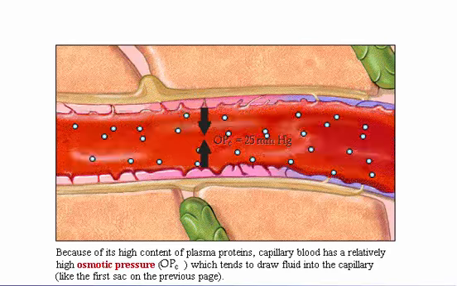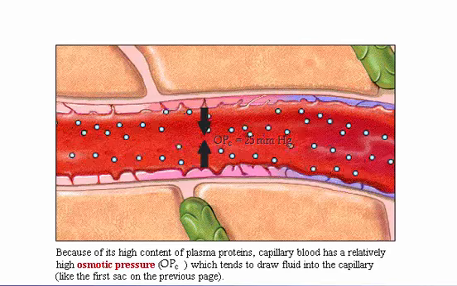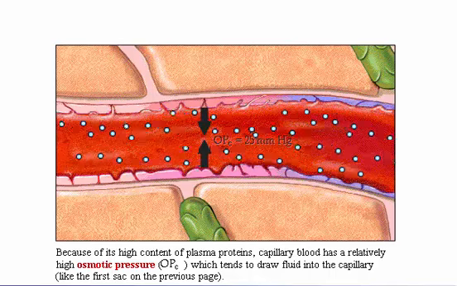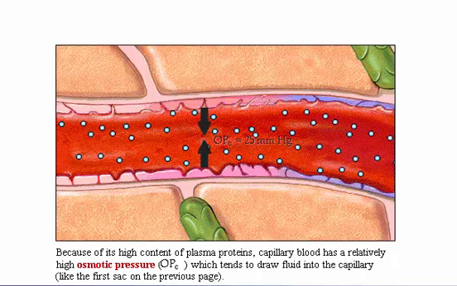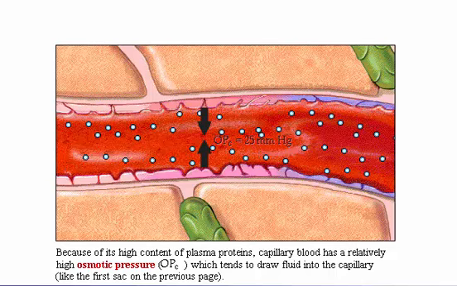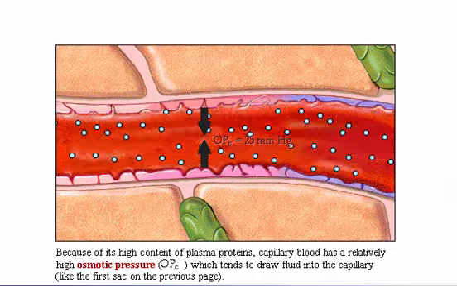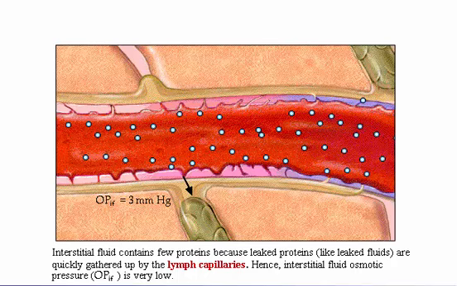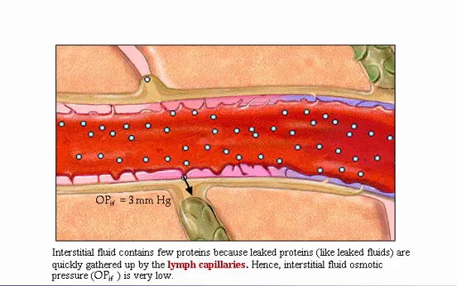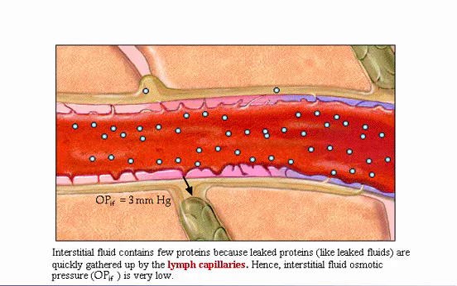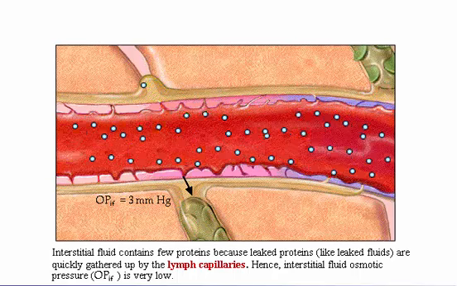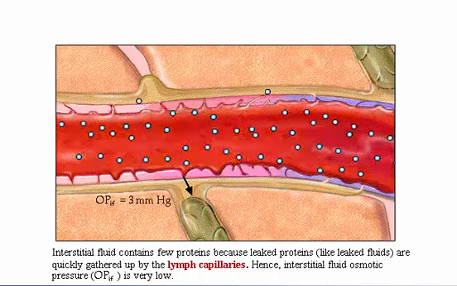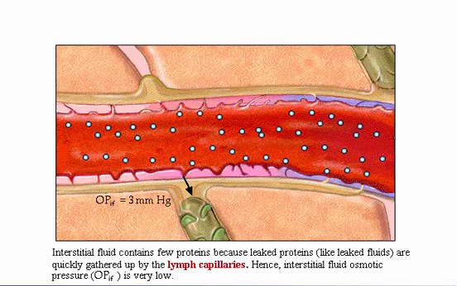Because of its high content of plasma proteins, capillary blood has a relatively high osmotic pressure, which tends to draw fluid into the capillary, like the first sac on the previous page. Interstitial fluid contains few proteins because leaked proteins, like leaked fluids, are quickly gathered up by the lymph capillaries. Hence, interstitial fluid osmotic pressure is very low, 3 millimeters of mercury in this example.